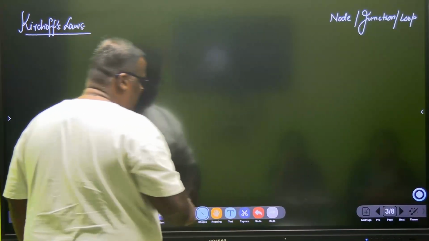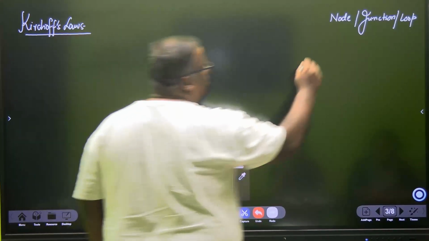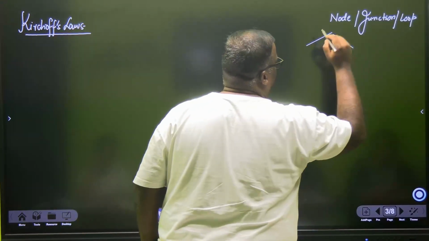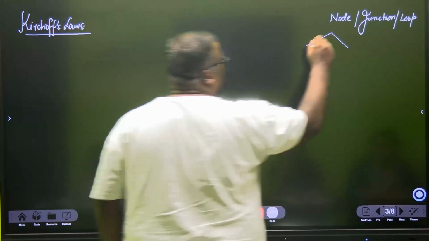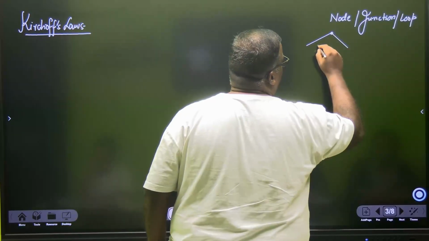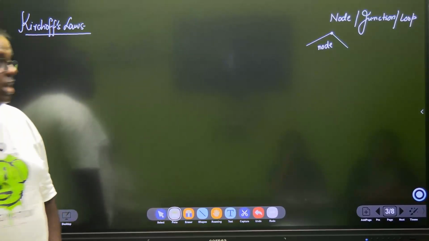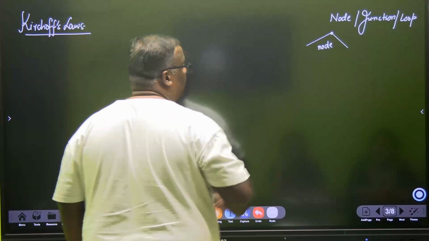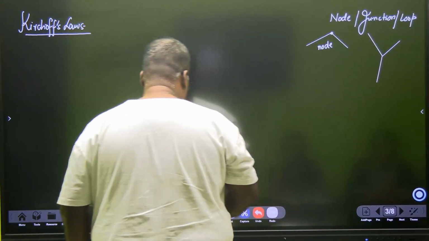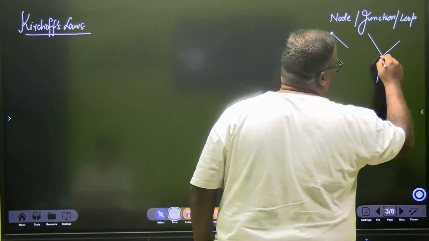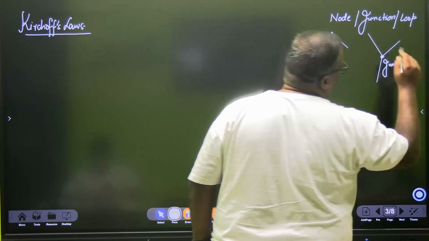A node is something when two wires join together. So what is a node? Two wires joining together, let's say the joining has happened here. This will be known as a node. Is that clear? Whenever three wires are joining, then this is known as a junction. This is a junction. Absolutely easy and very interesting.